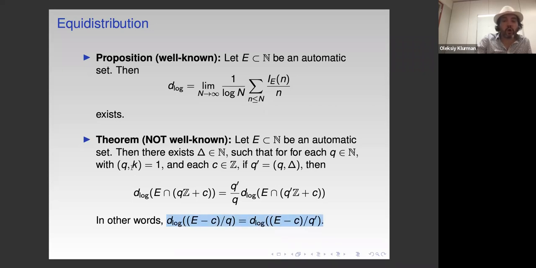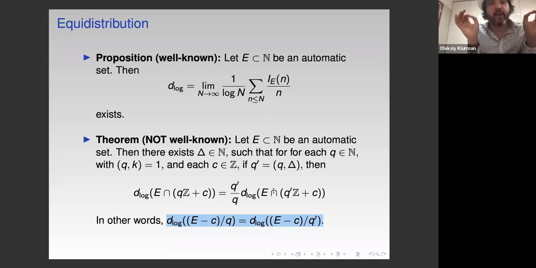Whenever Q and K are co-prime, so when Q is not a divisor of K, then if I look at the density of how my set E intersects the arithmetic progression, it scales naturally. You can think of Q as being co-prime to delta, where delta is a finite product of primes. If Q and delta are co-prime, then Q prime is 1. And it just says that for most large Q, the density is exactly 1 over Q, or rather, the density is exactly the same as it's supposed to be, the same as the density of the set.